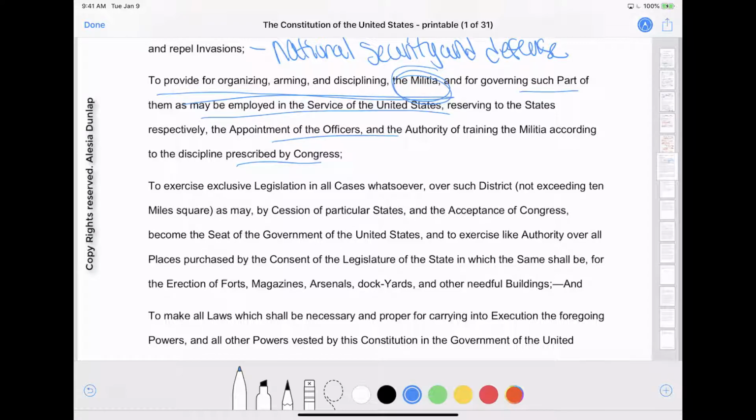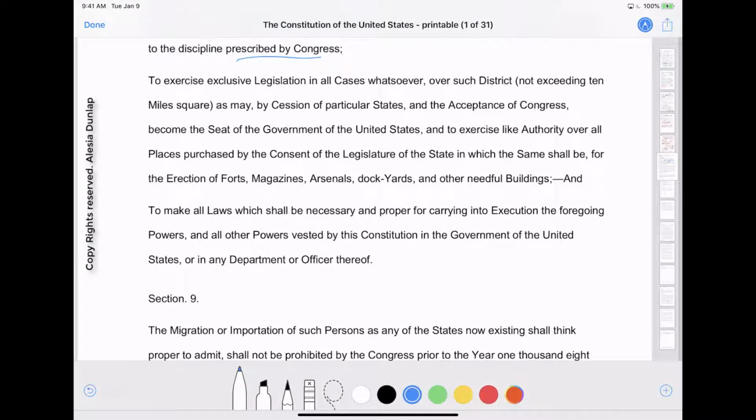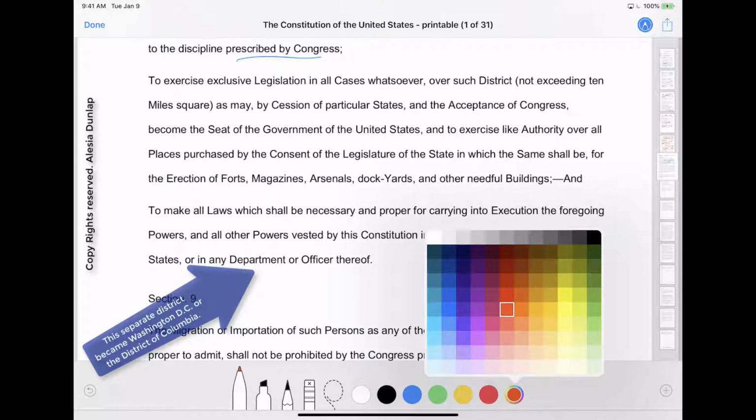Moving on. So Congress will have authority over the laws of the separate district that will become the official capital of the United States. Here we go. And let me show you that. So basically we can see, actually, you know what, let's go to lighter blue. Switch it up a bit again.